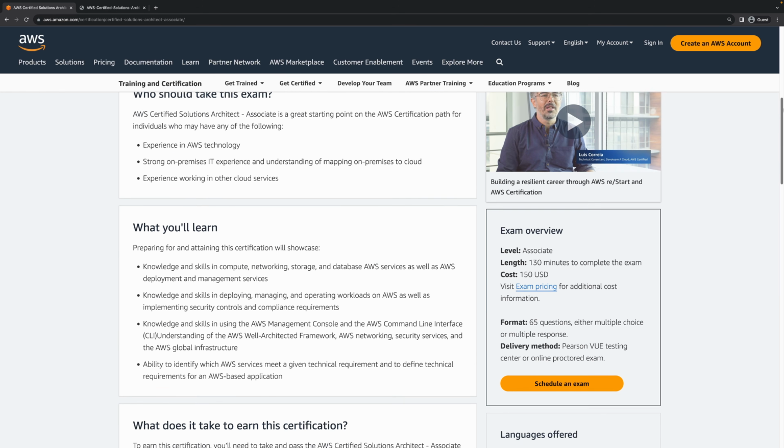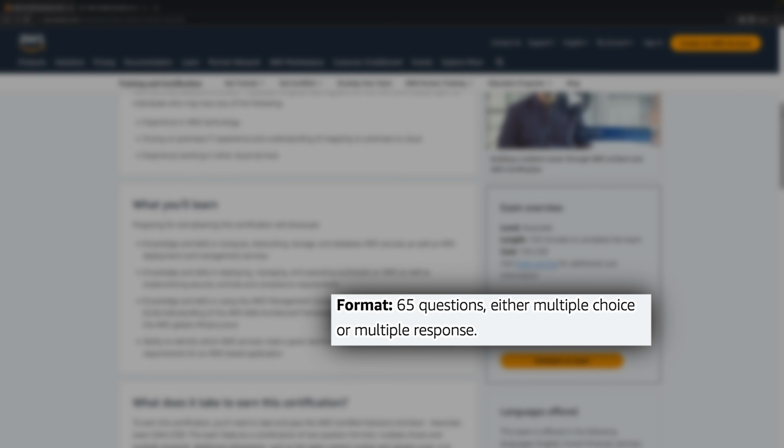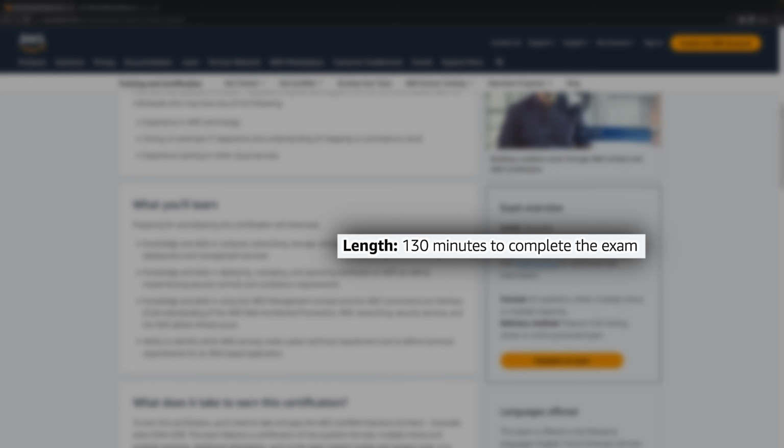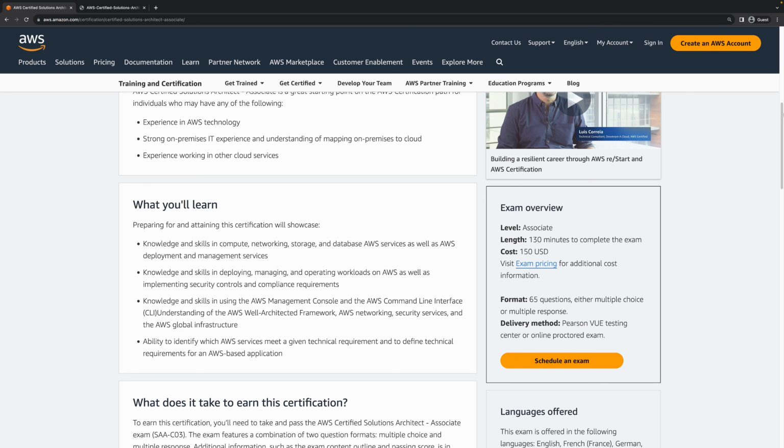Now, the Solutions Architect Associate exam consists of 65 multiple choice or multiple response type questions. The exam has a time limit of 130 minutes. So time management throughout the exam becomes a very important factor as well. Knowing that we have 65 questions and 130 minutes to answer them in, you want to try to budget no more than about 2 minutes per question in order to complete the exam in time.